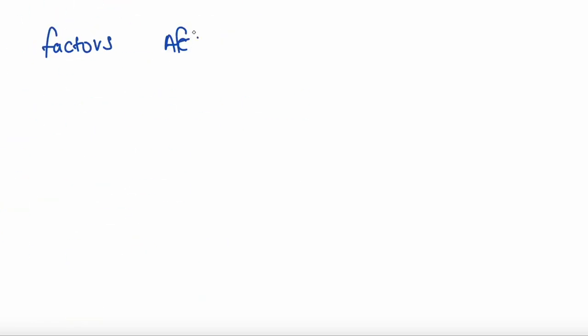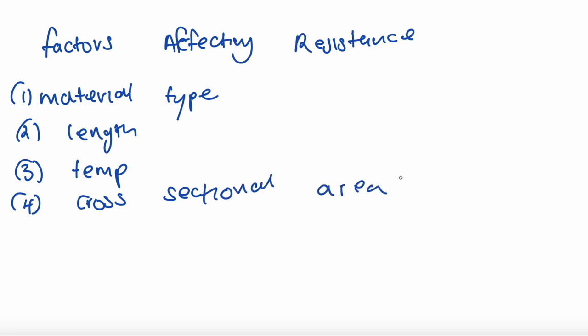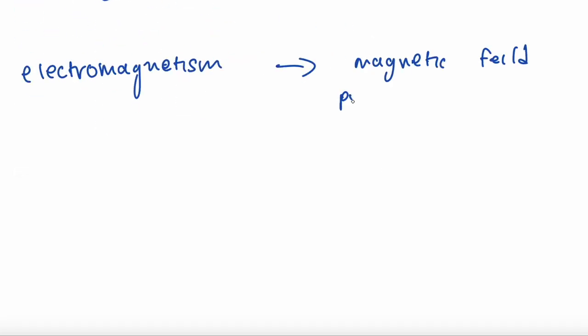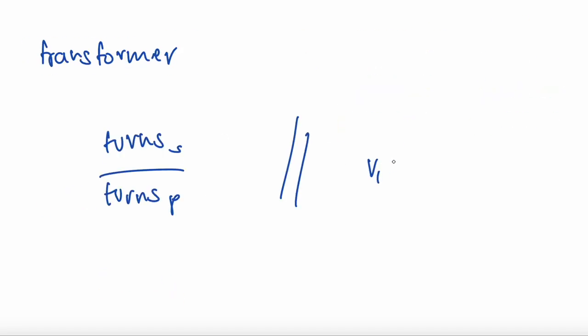Factors affecting resistance are material, length, temperature, and cross-sectional area. Ohm's law states V equals IR. Electromagnetism is the magnetic field produced due to passing current. Transformer, we have the ratio of turns.